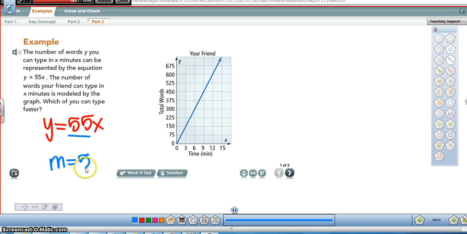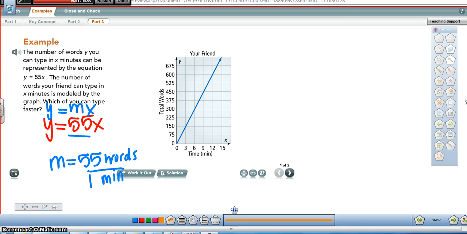M equals 55. This equation is in the form y equals m times x, where m is 55. 55 is our constant of proportionality. Well, that means it's also our unit rate. So that means that you can type 55 words per minute, or in 1 minute. It's a unit rate. Let's look at the graph. Let's see if we can figure out your friend's unit rate.